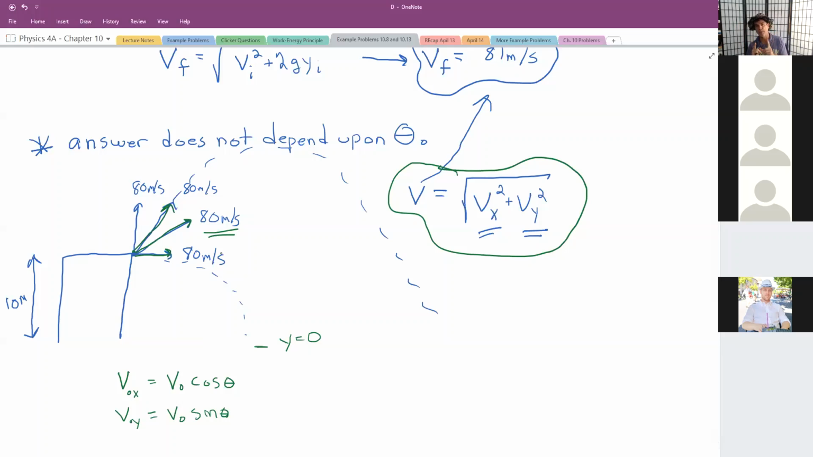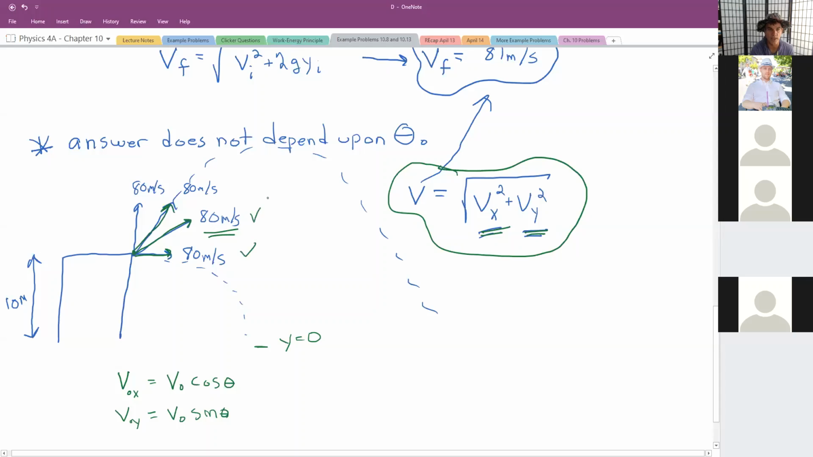But speed is always the square root of vx squared plus vy squared. And in every one of these examples, it doesn't matter what the launch angle is, you'll always end up hitting the ground at the same speed. It'll hit at different times. It'll have different x and y components of the velocity, but it's always going to hit at the same speed if they're launched from the same height at the same speed.